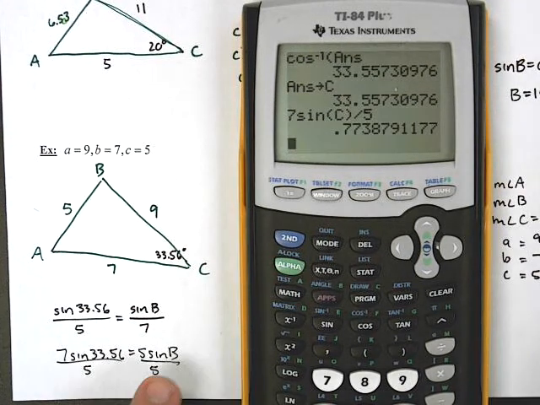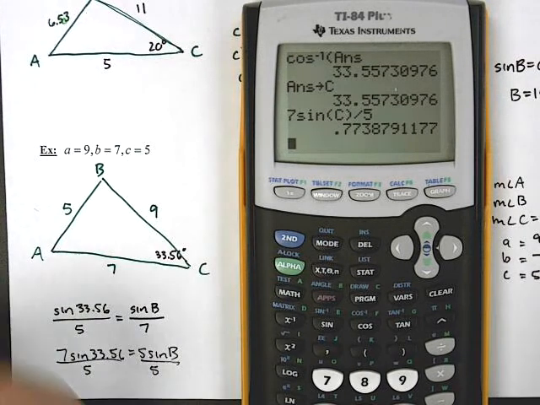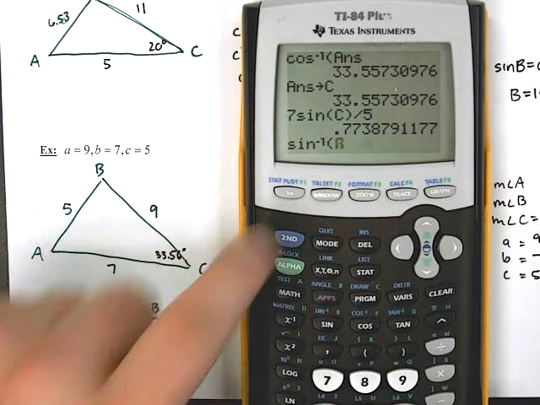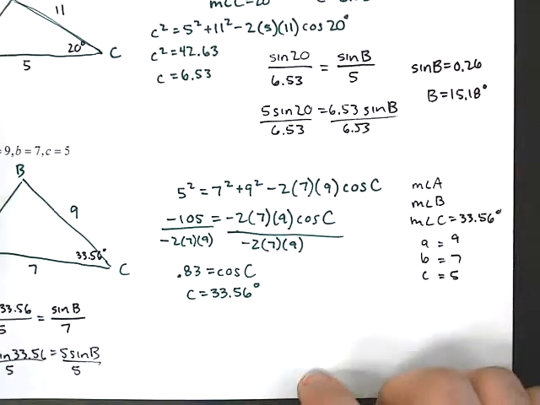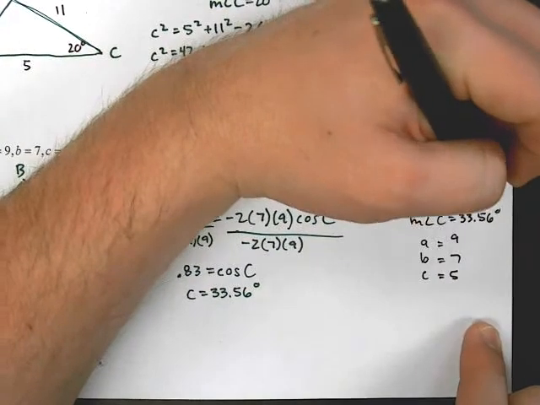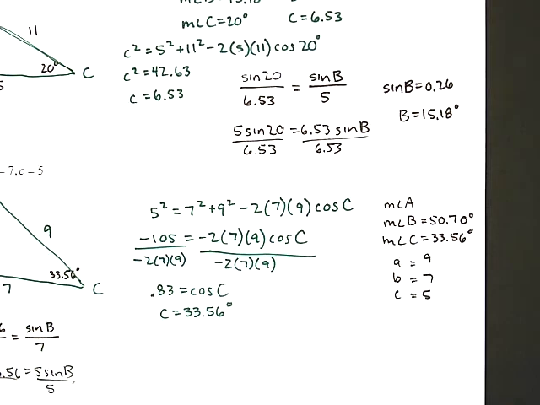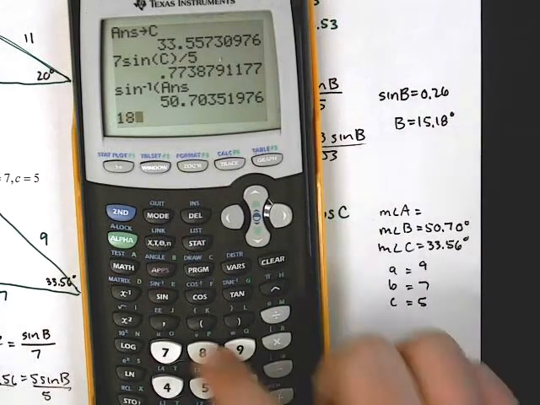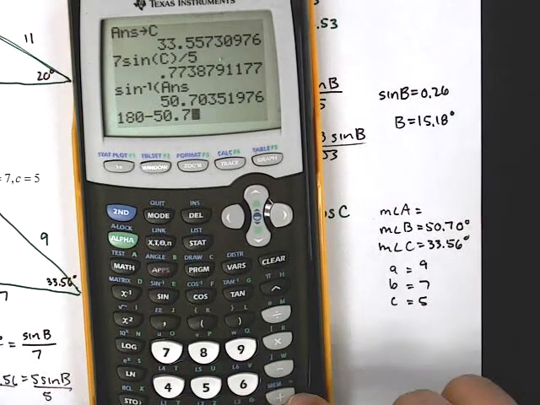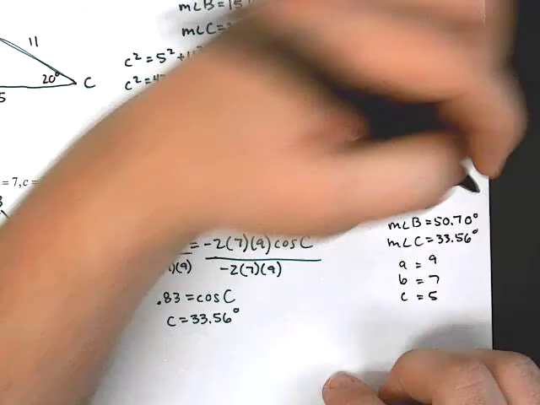And now I know that the sine of B is equal to 0.773, so what am I going to have to do to get angle B? I'm going to need to use the inverse sine. So inverse sine of answer, and we get 50.70. And that was angle B, so 50.70 degrees. Lastly, what do we do if we want to get the last angle? We just do 180 minus 50.70 minus 33.56, and we get 95.74.